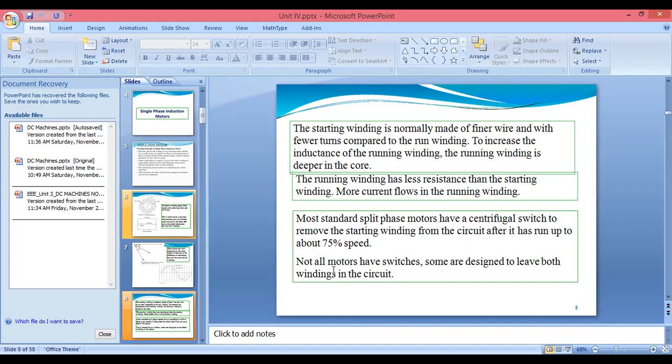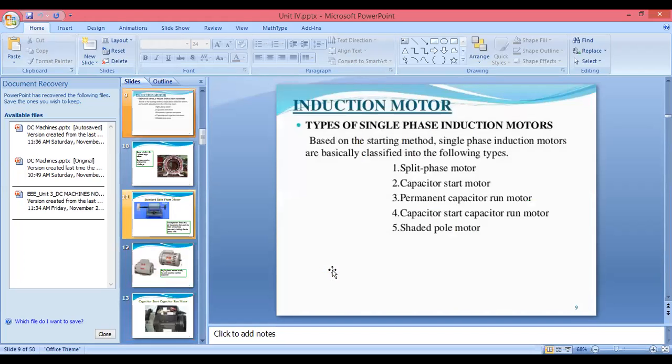So if there is a switch in the single phase induction motor, at that time it will remove the starting winding from the circuit and it will increase the speed to 75% speed. So now we can see there are different types of single phase induction motor.